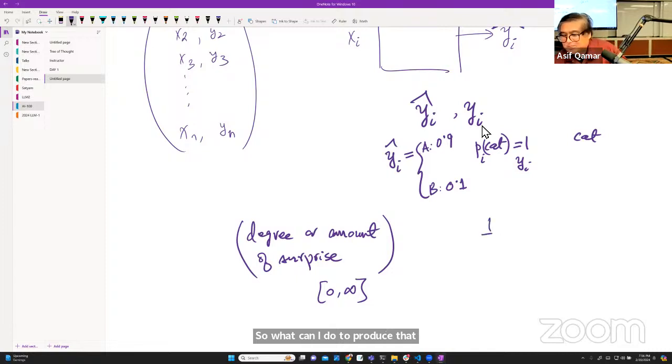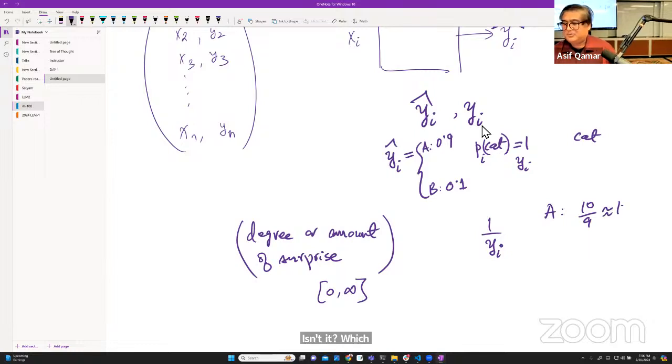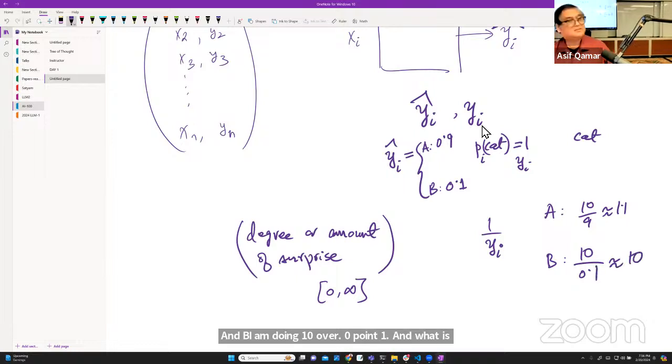Maybe I can do 1 over p, 1 over y hat, right? The prediction. So now notice this quantity. If I do the reciprocal, for A, I'm doing 10 over 9, isn't it? Which is approximately what? 1.1. And for B, I am doing 10 over 0.1. And what is that? 10. So this begins to look good, right?